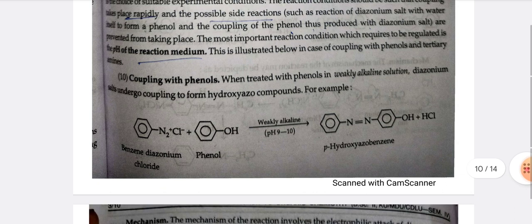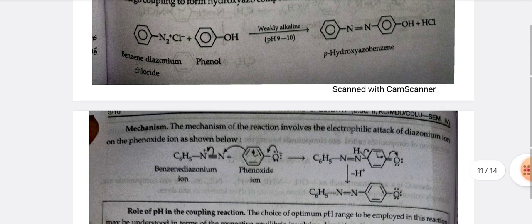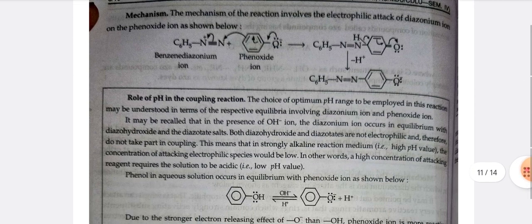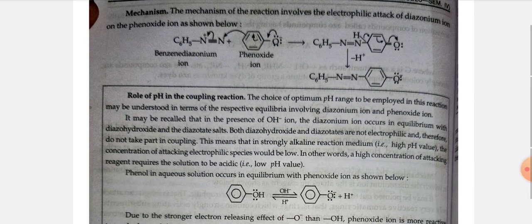The next is coupling with phenols. When reacted with phenols in weakly alkaline solution, diazonium salts undergo coupling to form hydroxy azo compounds. Mechanism: the mechanism of the reaction involves the electrophilic attack of diazonium ion on the phenoxide ion. Role of pH in the coupling reaction. The choice of optimum pH range to be employed in this reaction may be understood in terms of the respective equilibria involving diazonium ion and phenoxide ion.